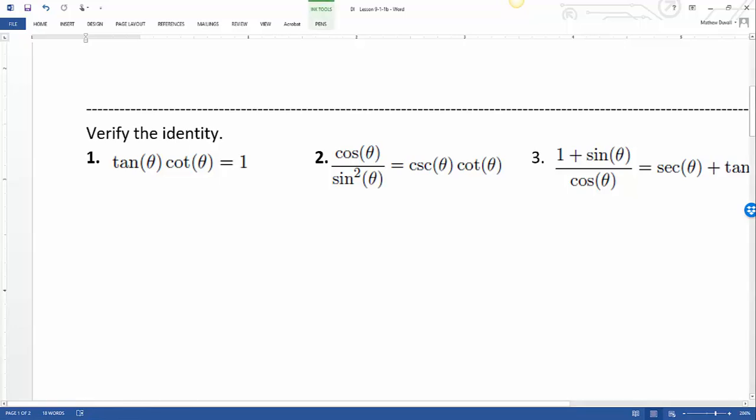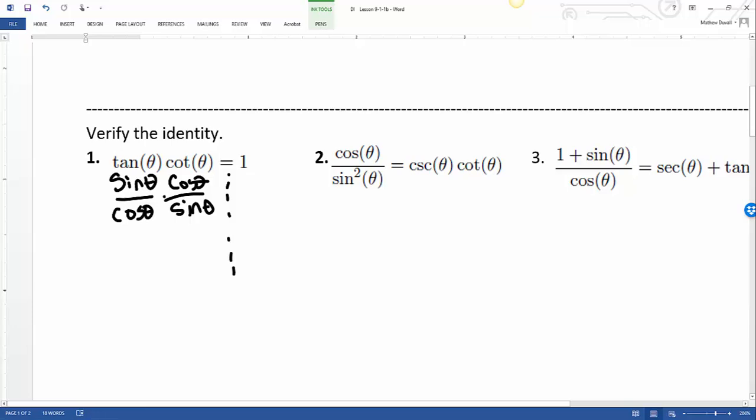All right, so verifying the identity. Remember, we put this dotted line. We're either doing the left or the right side, whichever one's the more complicated. So, any Pythagorean identities or big identities? No. Any algebra? Can I combine things together? No. Change everything to sines and cosines. So, tangent is sine over cosine, and then cotangent is cosine over sine.